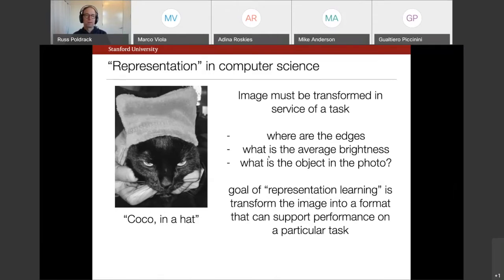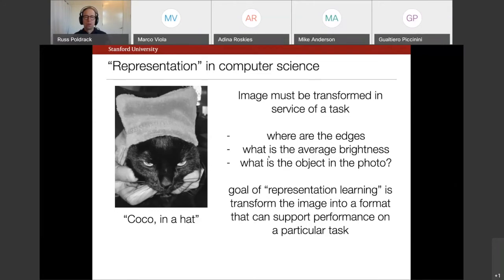And if we wanted to build a model, like a deep learning model, to do that, the idea is that the image needs to be transformed in service of the task, right? There are many different tasks one can imagine doing with an image. You might imagine you just want to find the edges or compute the average brightness. But in this case, what we want to do is say, what's the object in the photo? What's the class of the object, right? In this case, I want to say what's the particular instance, which is Coco. But if I'm training a deep learning system to recognize objects, I probably want it to recognize, hey, this is a cat.